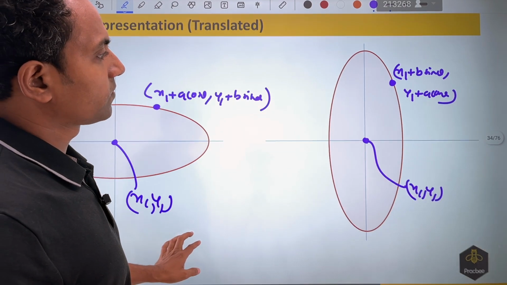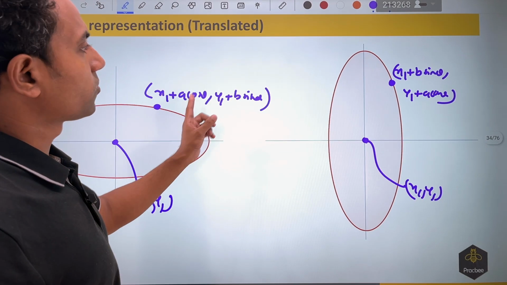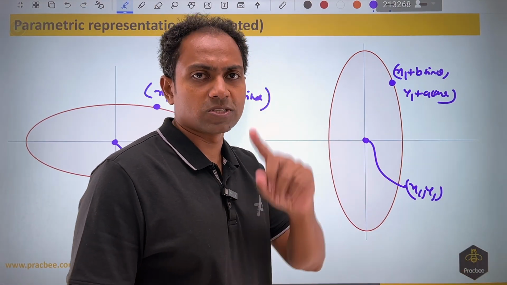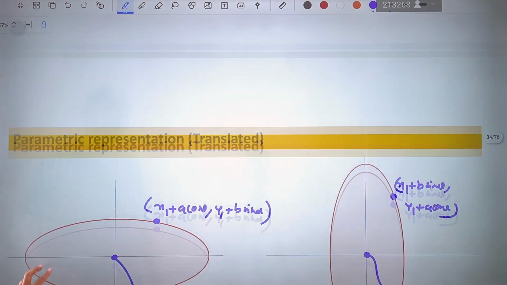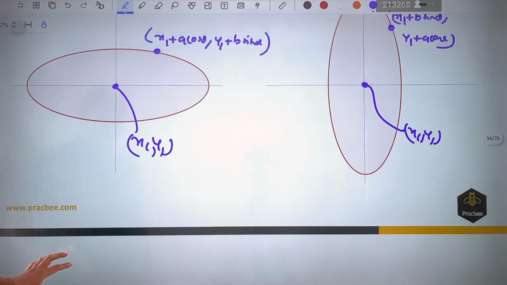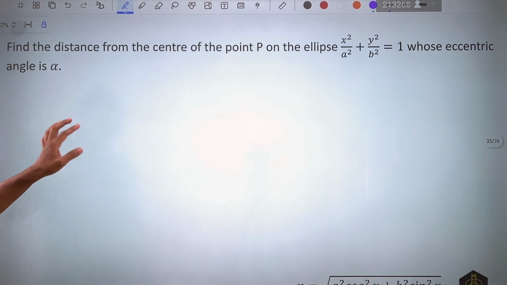So this is very interesting, very important. Please remember, if you want to write the answer for the translated part, replace x by x minus x1, y by y minus y1, use the same results. If you want to do this one, replace x by y and y by x, you get your answer. Using these two basic ideas, now let us see one or two basic questions, then move on to the JEE question.